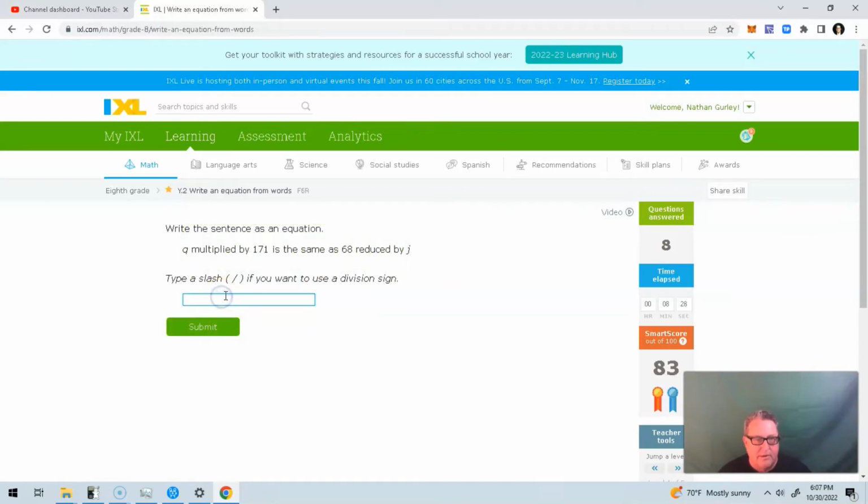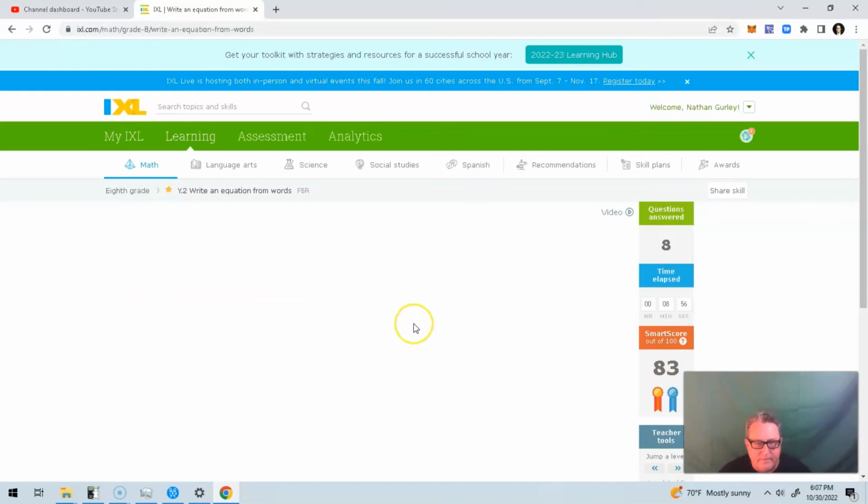Q is multiplied by 171. I'm going to put the 171 first. I'm going to multiply it by Q is, I'm going to put it equal. I'm going to hit the space again to get equals what? Is equal to the same as 68 is reduced by J. 68. Well, I'm going to reduce it by J, so I'm going to subtract J off of that. I'm going to hit submit. Wonderful. Let's do a couple more.